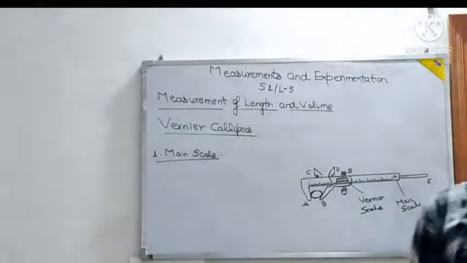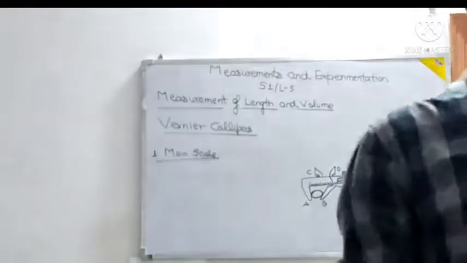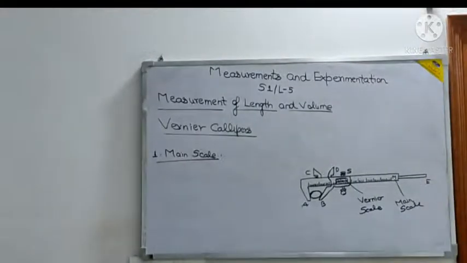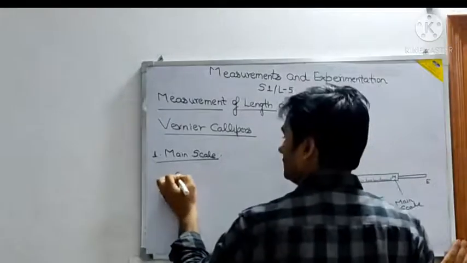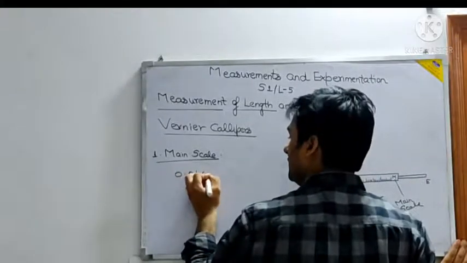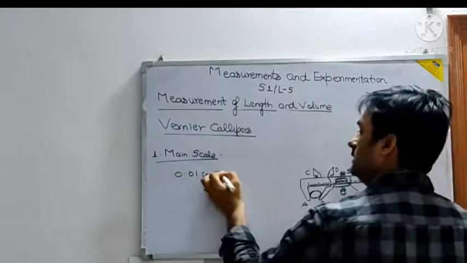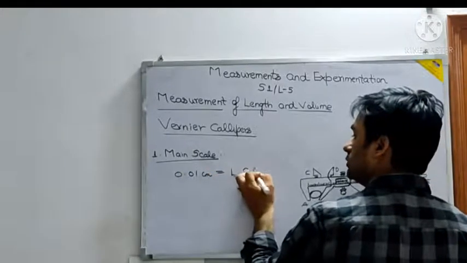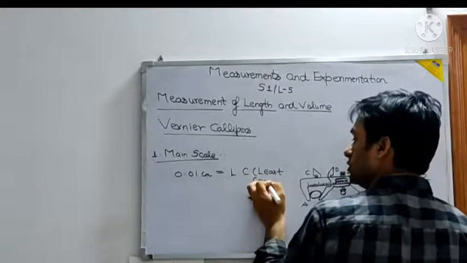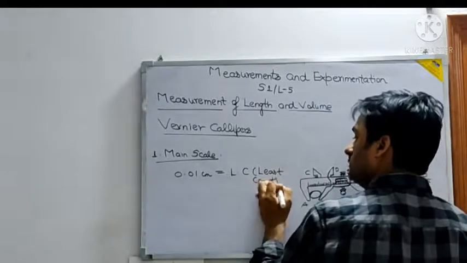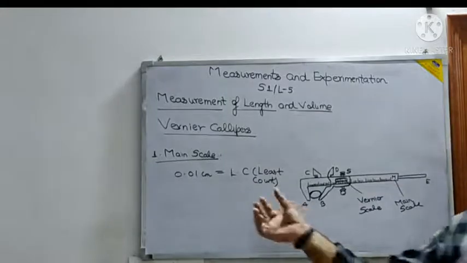Okay, now see, because of the combination of the main scale and vernier scale, we are able to achieve a least count. And what is the value of the least count? The value of the least count is 0.01 centimeter. We write the short form LC also, but it is basically the least count. Don't misuse the short form. Better to write least count only.